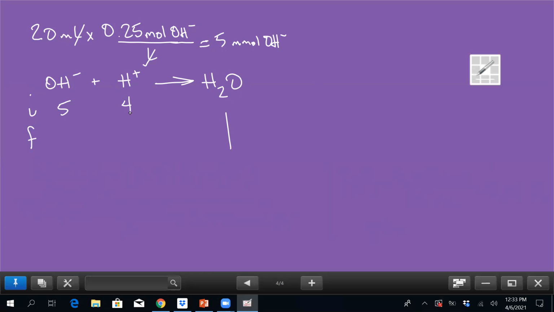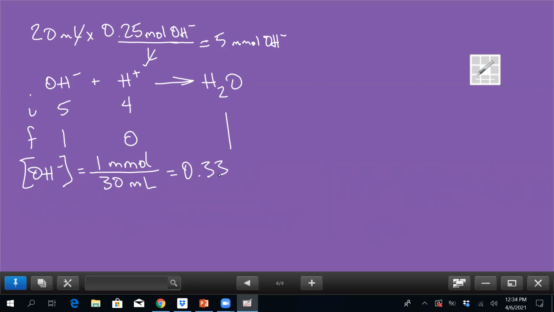I bypassed it, and now I'm going to have how much H positive remaining and how much OH remaining. Okay. So now I can get the OH ion concentration of 1 millimole sitting in a total of 30 milliliters, for a 0.033 molar solution. And that's not going to enable me to get a pH, it's going to enable me to get a pOH, and then I can find pH.